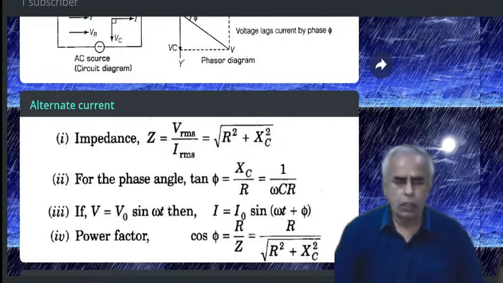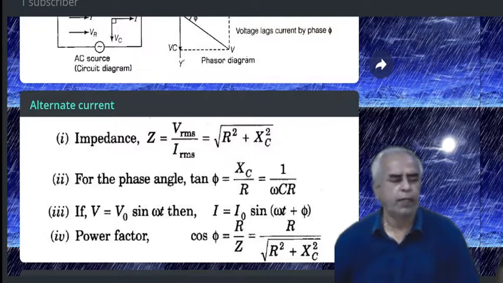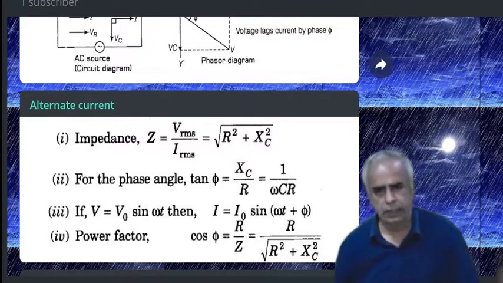Are you able to follow? R divided by Z, and that is nothing but R divided by, you can substitute the value of Z here, which is nothing but the whole square root of R squared plus XC square. Got it?